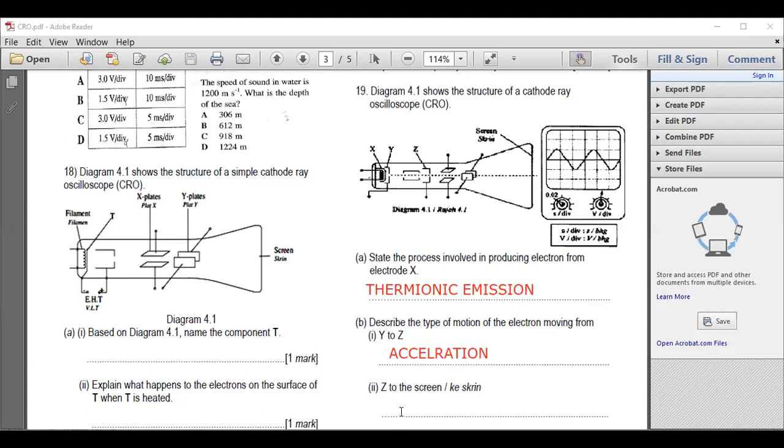Okay, now from Z to screen. From Z to screen, after that there's no more anode. And on top of that, this one is a vacuum space. So when it is a vacuum space, it will move with constant velocity. So the answer here is constant velocity. Why? Because it is vacuum, so it will move with the same speed. But from here to here, because the anode will pull it, it will accelerate. And then after that, constant velocity.